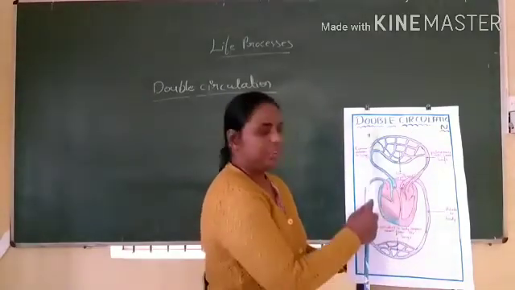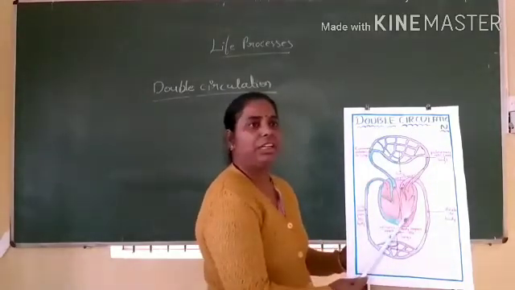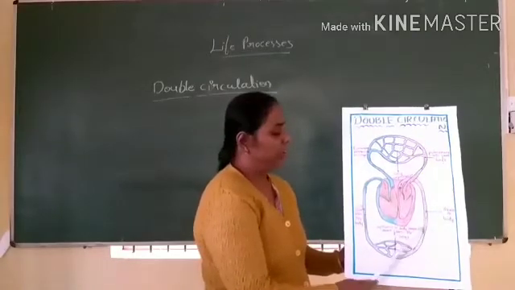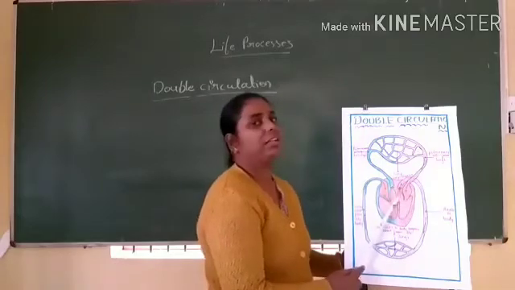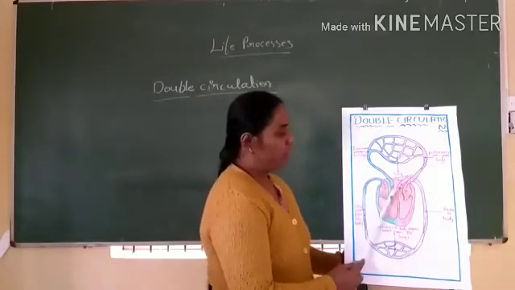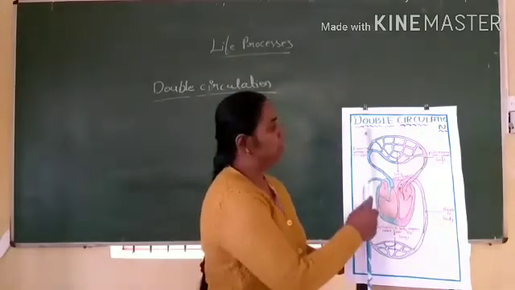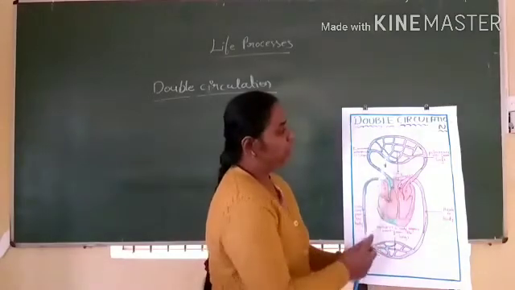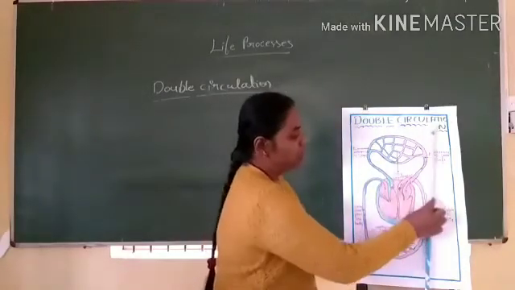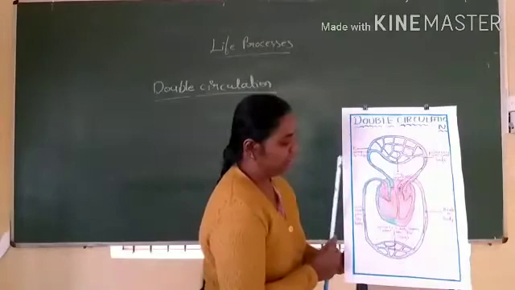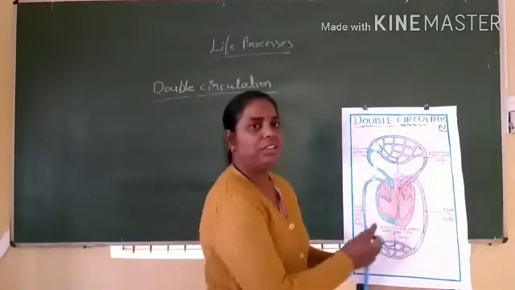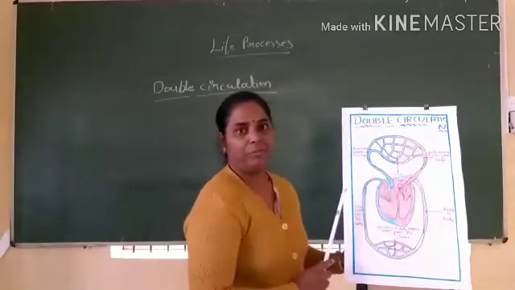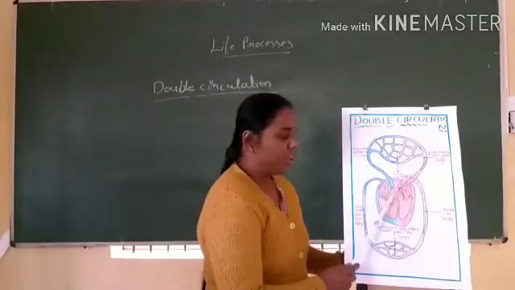Okay, and this double circulation we see not only in human beings, we also see it in all mammals and birds. What are the advantages of double circulation? Double circulation keeps the oxygenated and deoxygenated blood entirely separate. So there is no mixing of deoxygenated and oxygenated blood. Therefore this is one advantage.